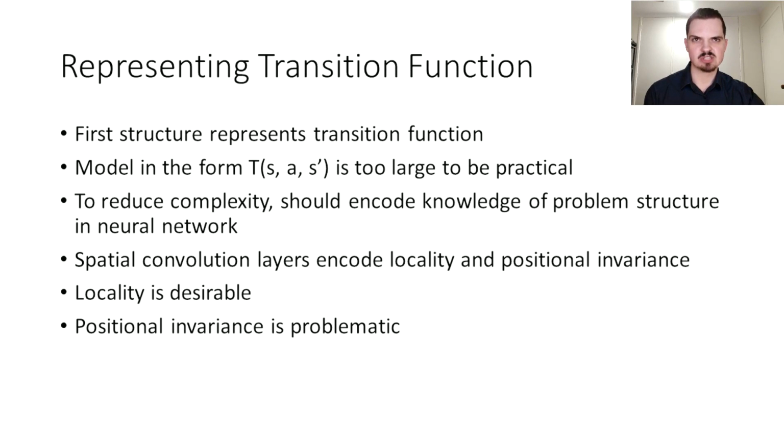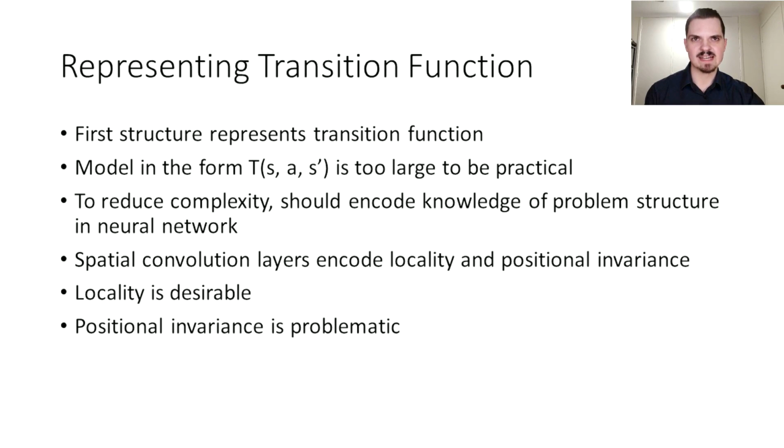The transition function is parameterized by the current state S, the action A, and the subsequent state S'. A straightforward modelling of such a function results in a very large transition model for problems beyond trivial size. To reduce this learning complexity without sacrificing robustness, known information about the problem structure should be encoded in the neural network representation of the transition function.